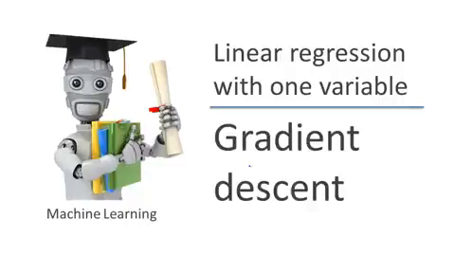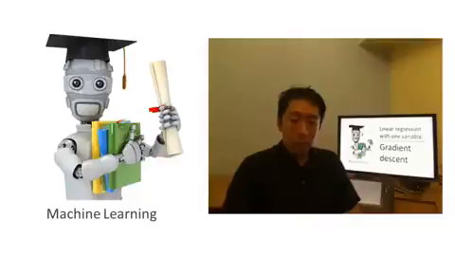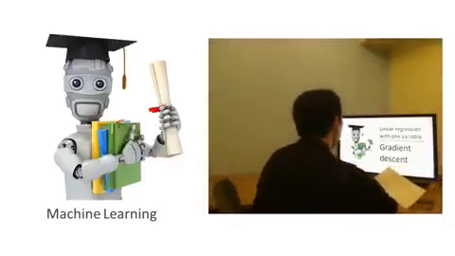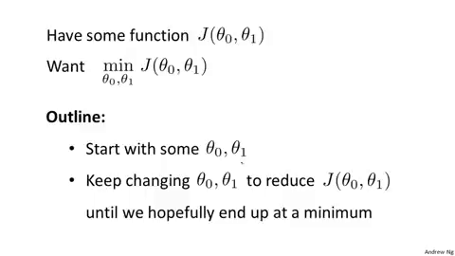And later in the class, we'll use gradient descent to minimize other functions as well, not just the cost function J for linear regression. So in this video, we're going to talk about gradient descent for minimizing some arbitrary function J, and then in later videos, we'll take this algorithm and apply it specifically to the cost function J that we had defined for linear regression. So here's the problem setup.